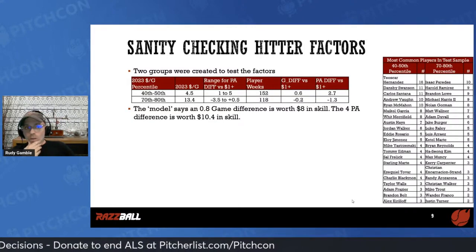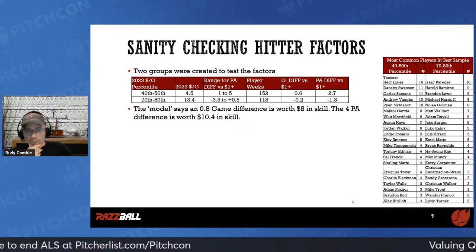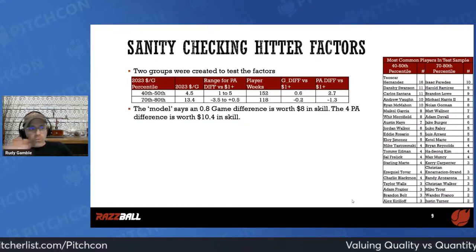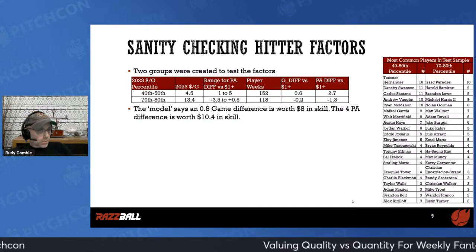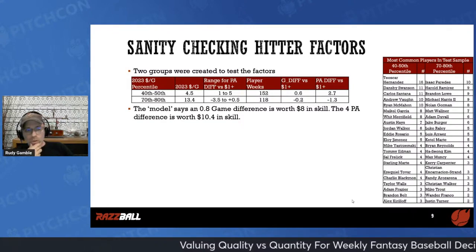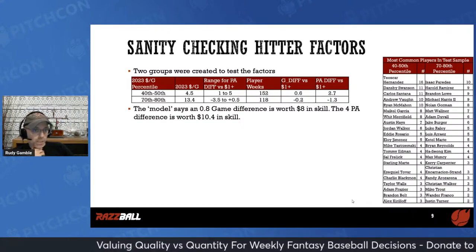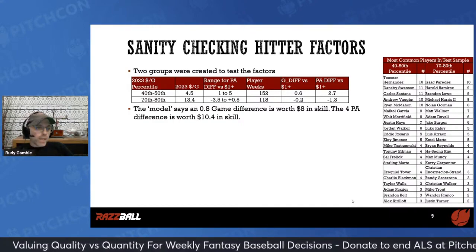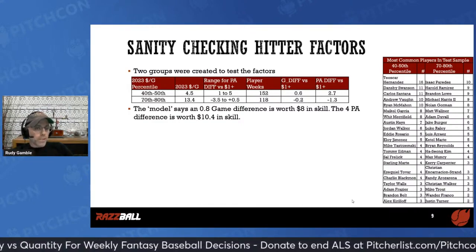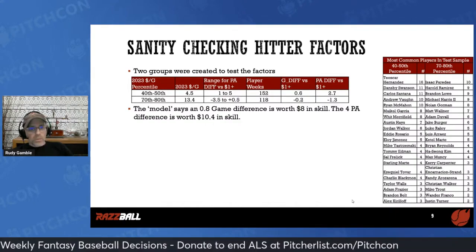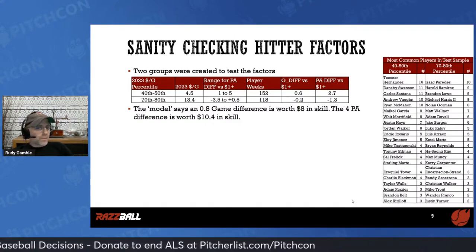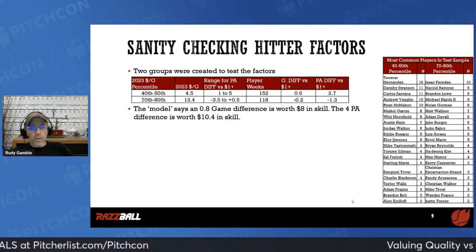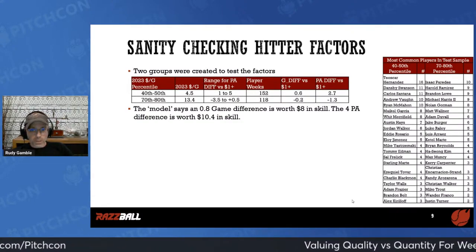So in this one, I created 2 groups to test the factors. This 40th to 50th percentile group was worth on average $4 per game, and a 70th to 80th percentile group was worth $13 per game. So we've got like 150 and 118 player weeks. So it's a pretty good sample. You can see on the right side the mix between the two.